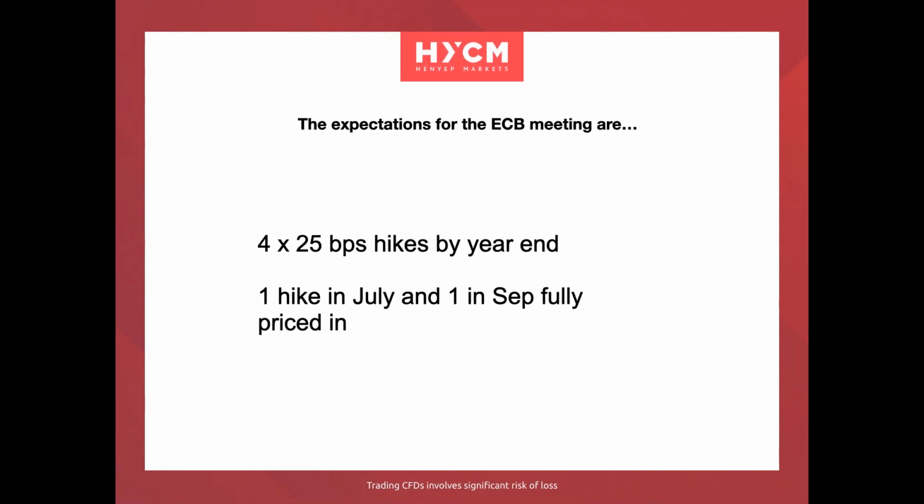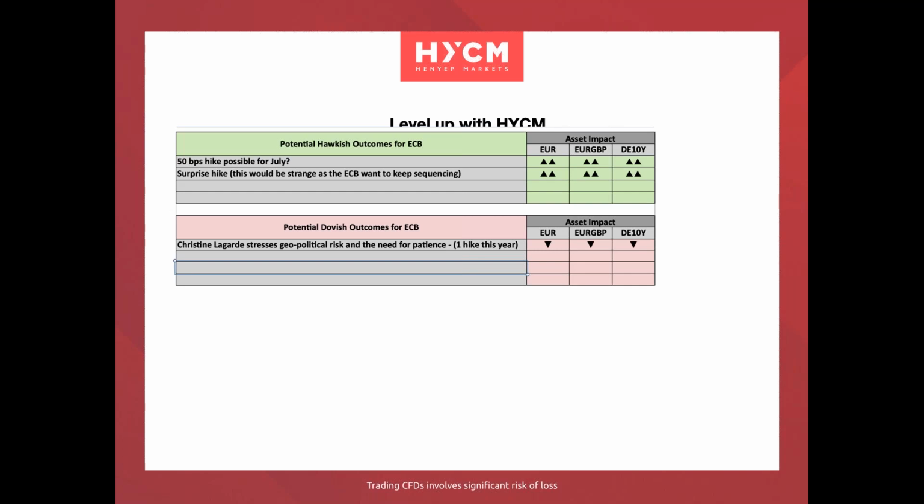Four 25 basis points hikes are expected by year end, one hike in July and one in September. They're fully priced in. So if Christine Lagarde says there's no change, you expect a hike in July, a hike in September, that's fully priced in. But that shouldn't make any difference at all to the euro. Things should be pretty much flat. But this is what we want to look for.